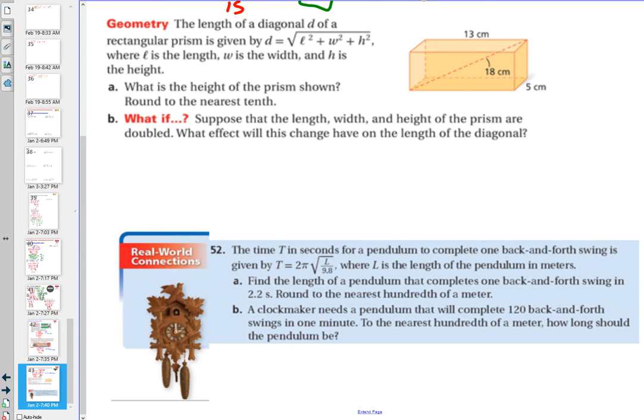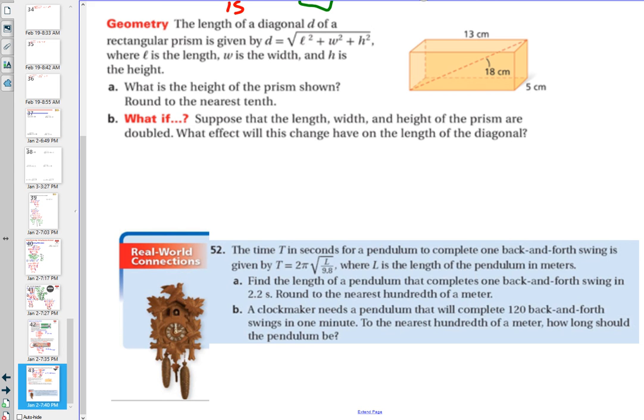Okay, more geometry. The length of the diagonal of a rectangular prism is given by this formula. They've already modeled it for you. And they tell you that L is the length, W is the width, H is the height, and D is the diagonal. What is the height of the prism shown? So if we are to use this formula to find height, they have to give me the other three. Of those three, the only one that has to be exact, like you have to put in the right spot, is the D, the diagonal. Which one of those numbers has to be the diagonal? The 18. Other than that, the 13 and the 5 are interchangeable.